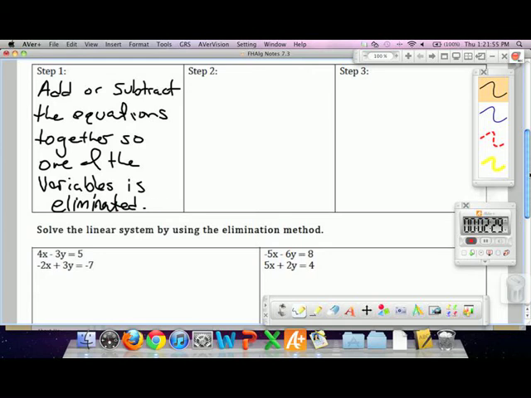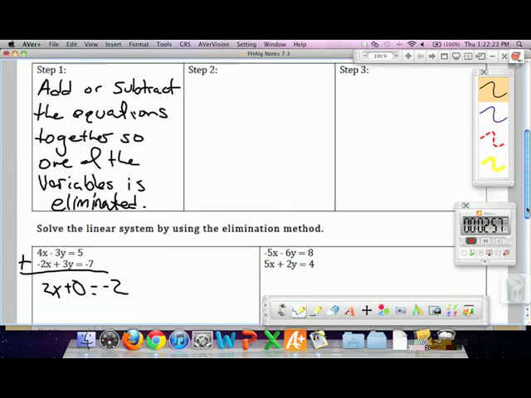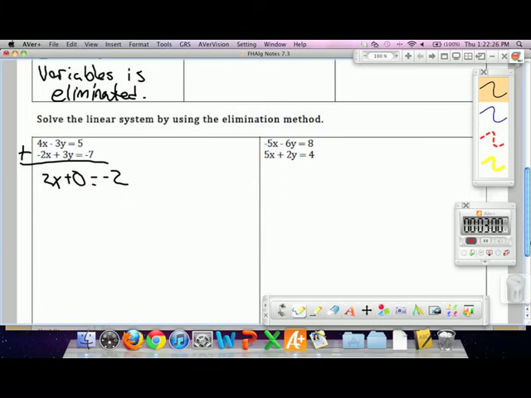So I'm going to simply add these two equations together. I'm going to add all the like terms. So I'm going to add 4x and negative 2x. What do I get? What do I get when I add minus 3y and positive 3y? 0. And what do I get when I add 5 and negative 7? Negative 2. By combining those together by addition, I get this new equation: 2x plus 0 equals negative 2. Or, simplifying a little bit, 2x is negative 2.